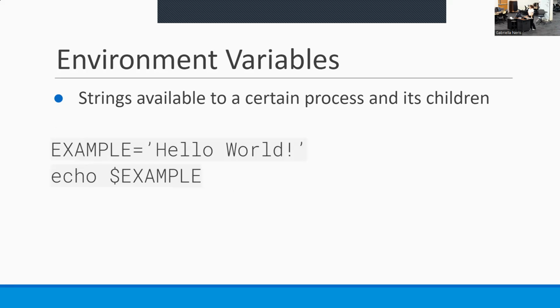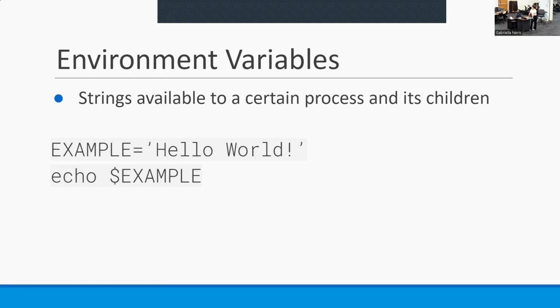Moving on to environment variables. Environment variables are strings that are available to your certain process and its children. So for example, a process would be your current shell session, your current terminal that's open. That's considered a process. Once you get into operating systems or learning on your own, you'll learn that processes are very complex, and something as simple as just having a window open is running a process.